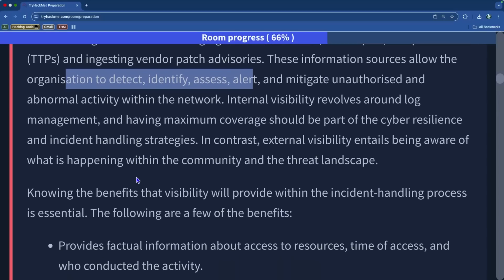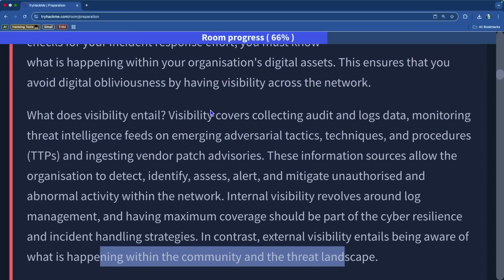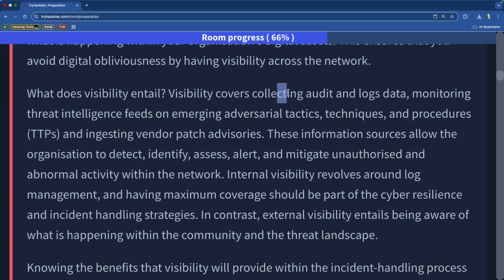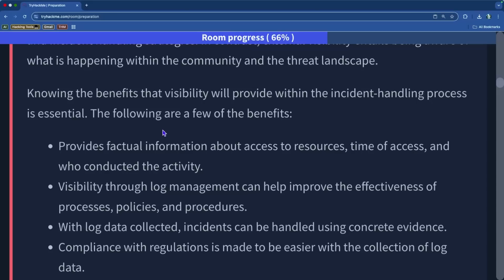Internal visibility revolves around log management, and having maximum coverage should be part of the cyber resilience and incident handling strategies. In contrast, external visibility entails being aware of what's happening with the community and the threat landscape. So when we look at internal visibility, we're looking at the audit and log data, and then external would be threat intelligence feeds on the TTPs, and then ingesting the vendor patch advisories. That would be external.